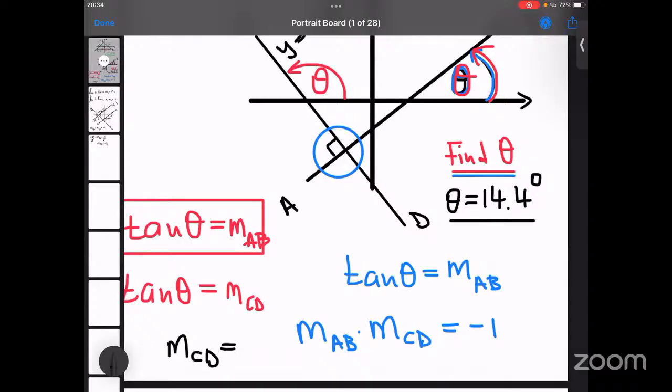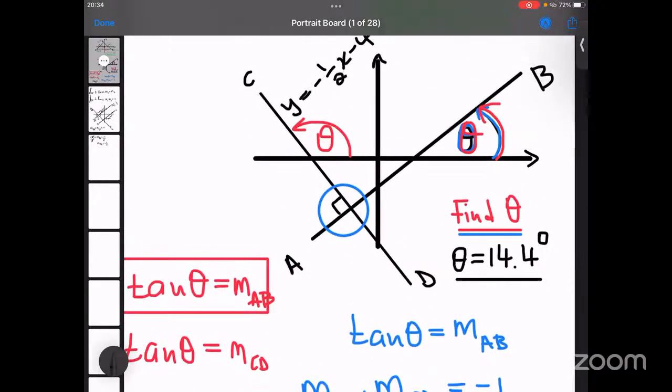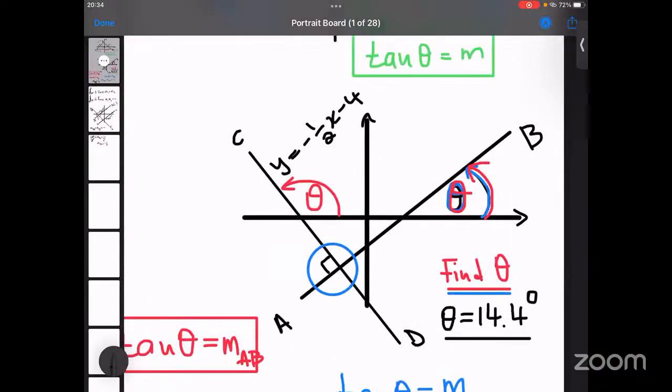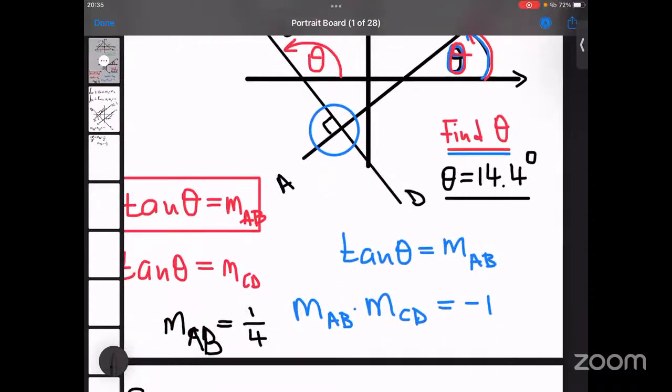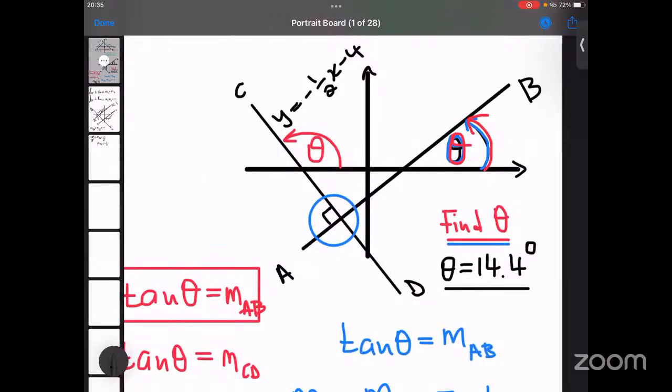And then the other question, Manyaki, what was your M for line AB? Yes, it will be line AB. Sir, I got 1/4. 1/4. Mhm. You got 1/4. Yes, sir. Okay.